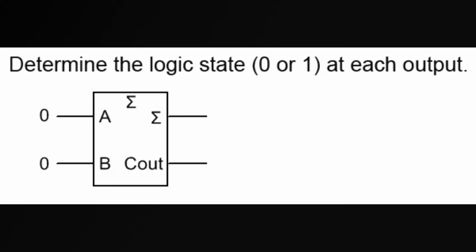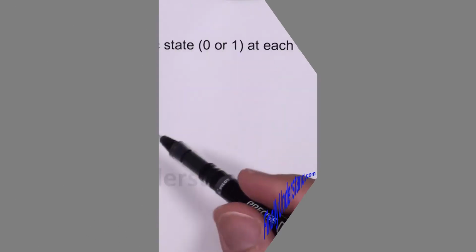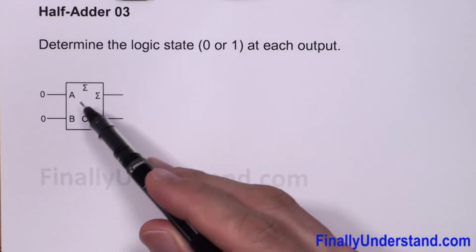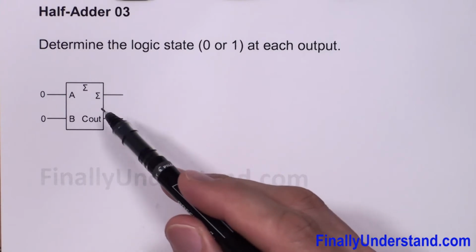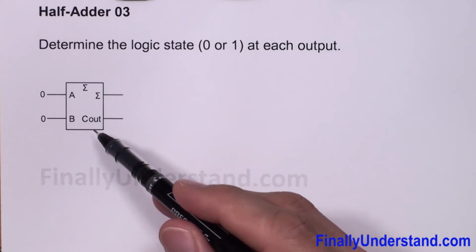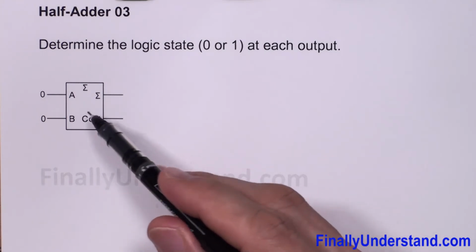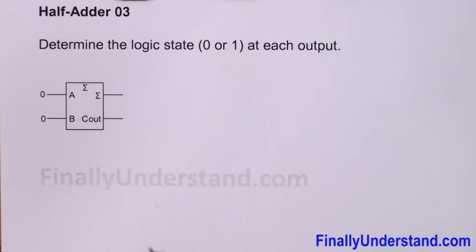Let's take a look at this example. Again, we have half adder, but this time we are going to use the block diagram. Please keep in mind that inside of this box we have exclusive OR gate and AND gate, like we had in the previous problem. Okay, instead of drawing two gates, we are going to draw the block diagram.